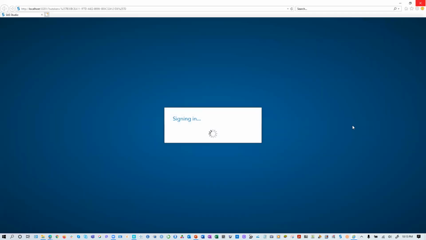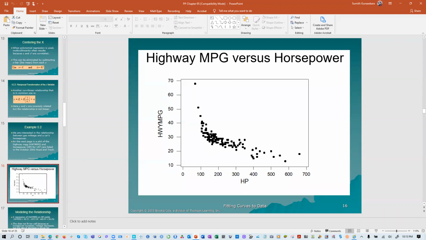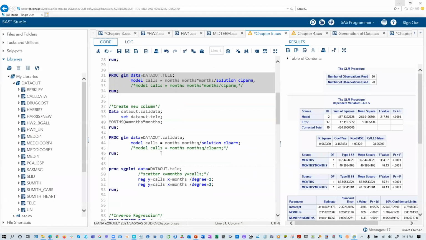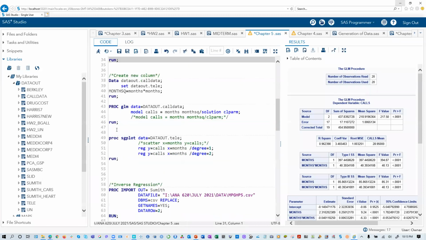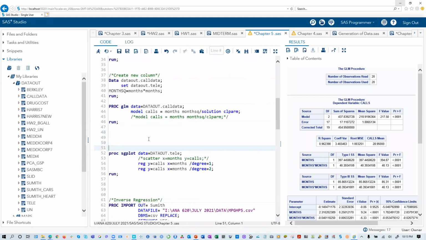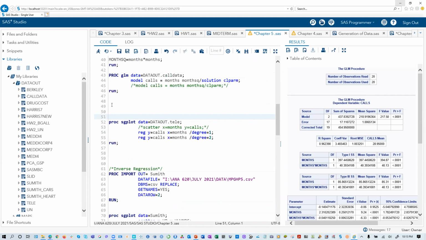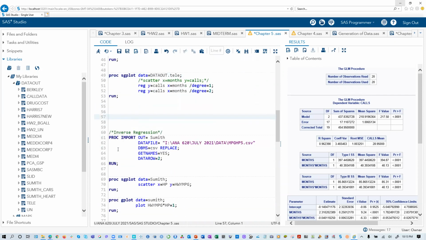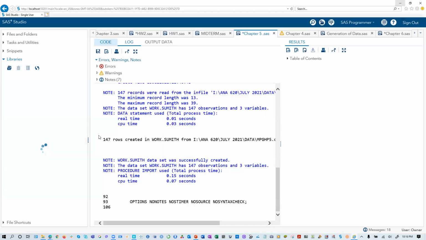So let's go to the one we did. Daily data, we did that one. We drew that one, then inverse polynomial regression under that one. I'm going to go to this data, the MPG, HP, horsepower data. All right, this one. I'm going to run that one.